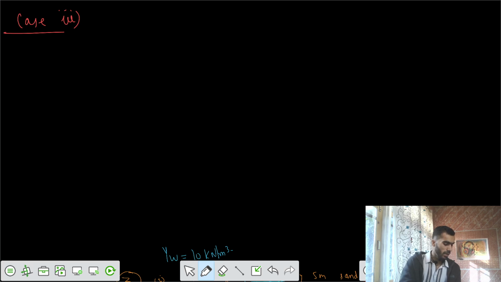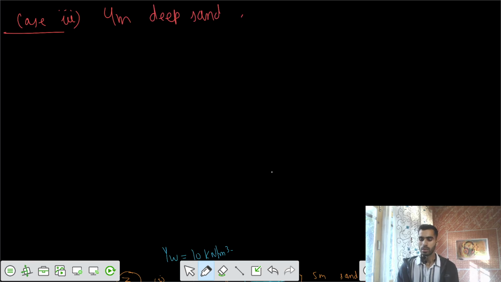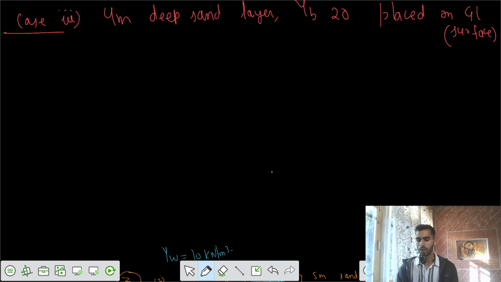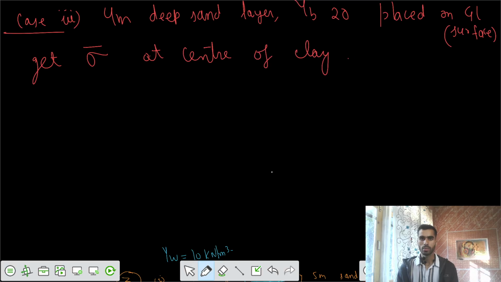What is the problem saying? Case number 3 is saying we have a 4 meter deep sand layer of gamma bulk equals 20, placed on the ground level or surface. So we need to get the effective stress at the center of the clay layer.